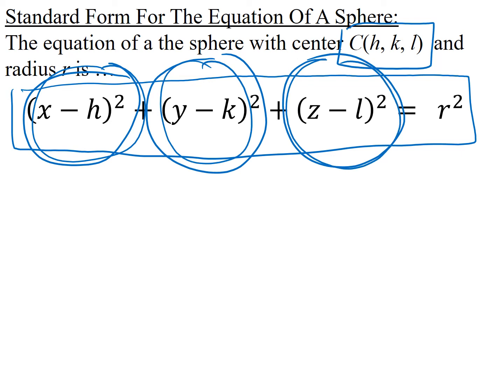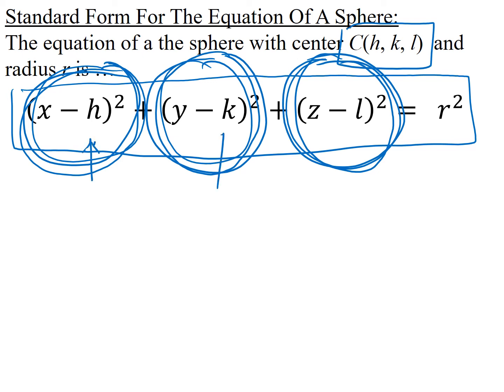R squared is not a big deal. It's not exactly what we've been talking about. We've been talking about things like this where there are two terms in the parentheses being squared, and the terms have a minus or a plus. In this case, they're all minuses. If you have an equation of a sphere written in this form, then you can figure out the center right away. There's the x coordinate of the center, the y coordinate, the z coordinate, and then there's the radius.